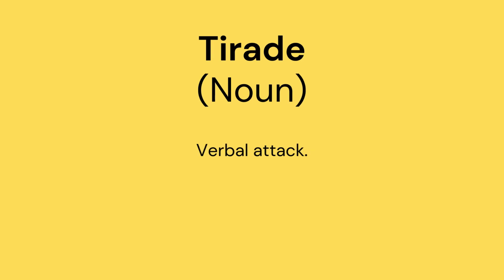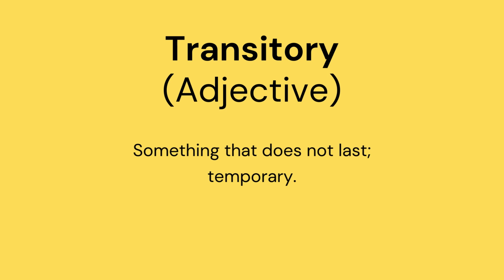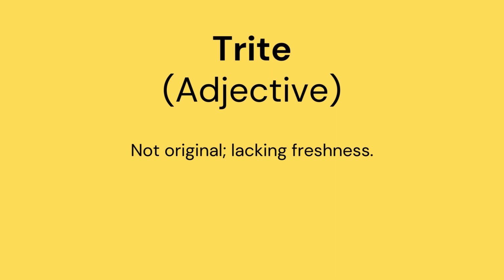Tirade is a noun. It means verbal attack. Transitory is an adjective meaning something that does not last, something which is temporary. Trite is an adjective. It means something not original, something lacking freshness.